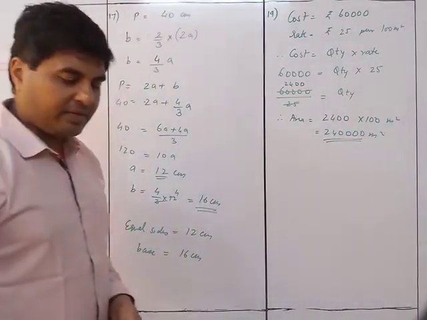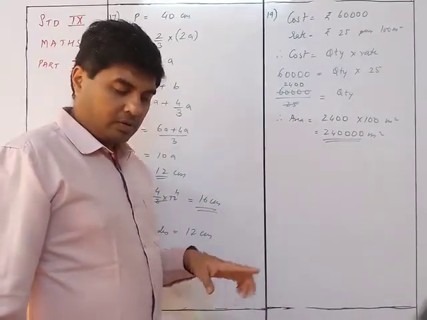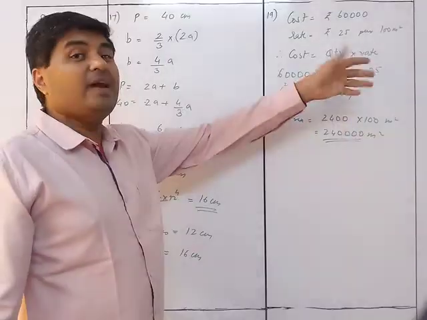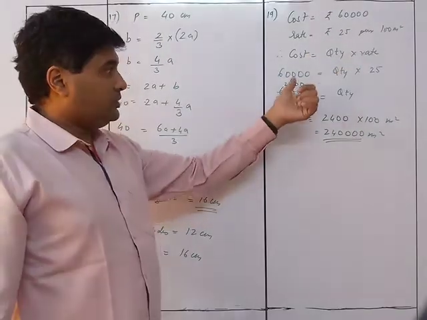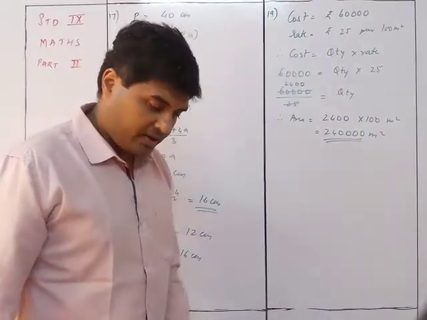Why? Because they have given that 25 rupees is per 100 meter square. Per 100 meter square it is 25. So automatically this quantity is that many 100 meter squares. So 2400 100 meter squares. Therefore this is the quantity.